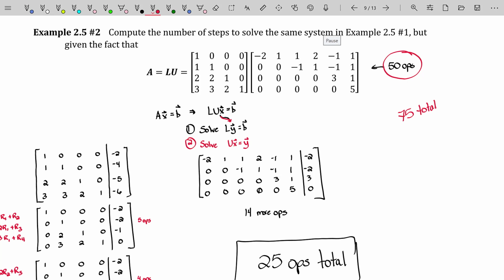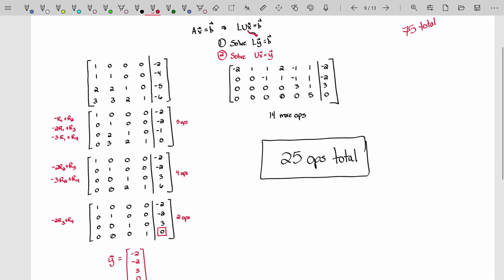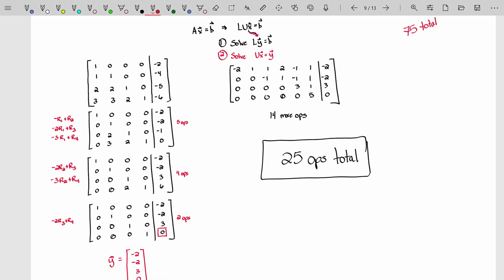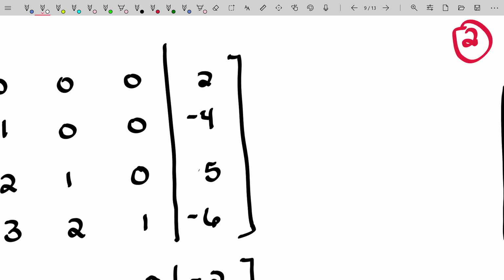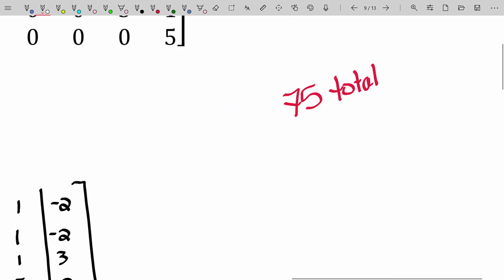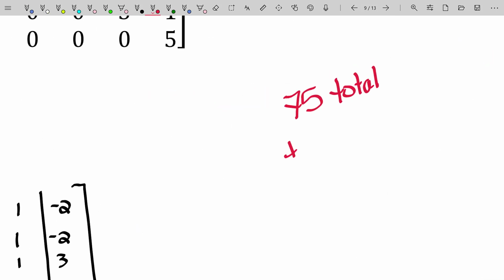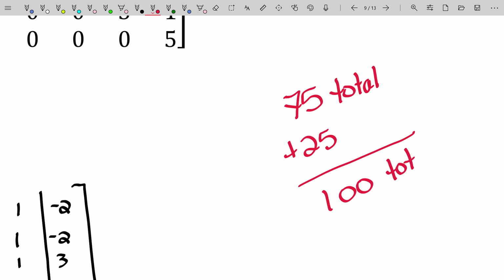But then they changed the B. Well, I already have L and U. A has already been factored. So these 25 ops are the same 25 ops I'd need to do if they change B. If they change this B, so that's a +2 there and a +5 there, I would just still have 25 ops. And so for me, when they change the right-hand side, I tack on an extra 25 and I have 100 total versus your 128.